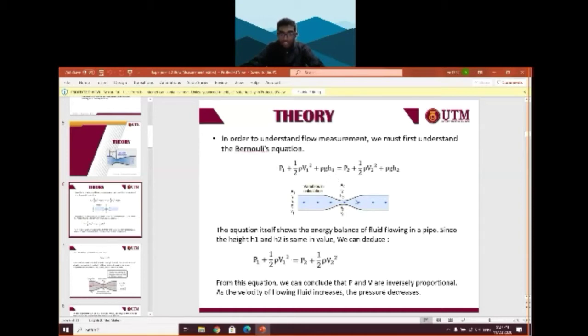Now, in this experiment, we assume that the pipe is at the same height. That means h1 and h2 are the same, so we can cancel rho g h1 and rho g h2. Then we end up with this equation: P1 plus 1/2 rho V1 squared equals P2 plus 1/2 rho V2 squared. From this equation, we can easily conclude that P and V are inversely proportional, which means as the velocity of the flowing fluid increases, the pressure exerted by that fluid will reduce.